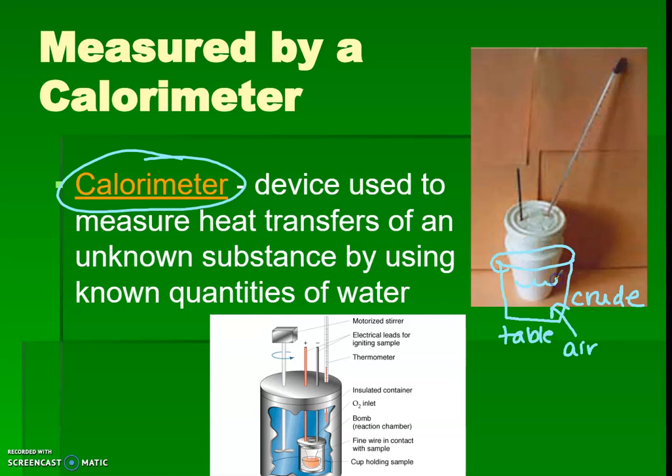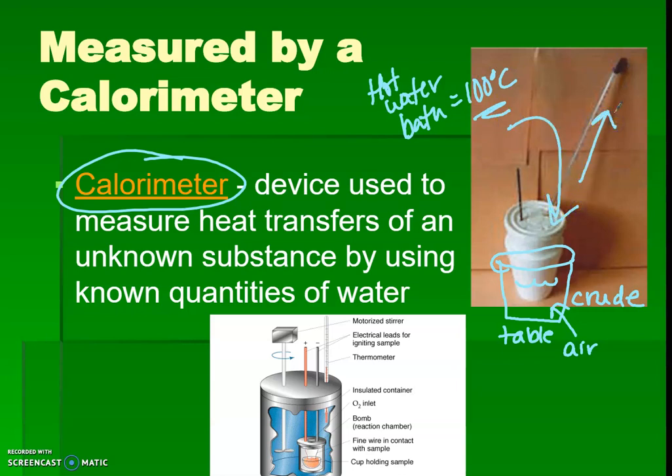It has water inside the calorimeter, and we are going to take some metal that has been boiling in a hot water bath, a hot water bath that has been boiling for 10 minutes, and that would be at 100 degrees Celsius. And then you transfer it in and watch the temperature of the calorimeter water increase.